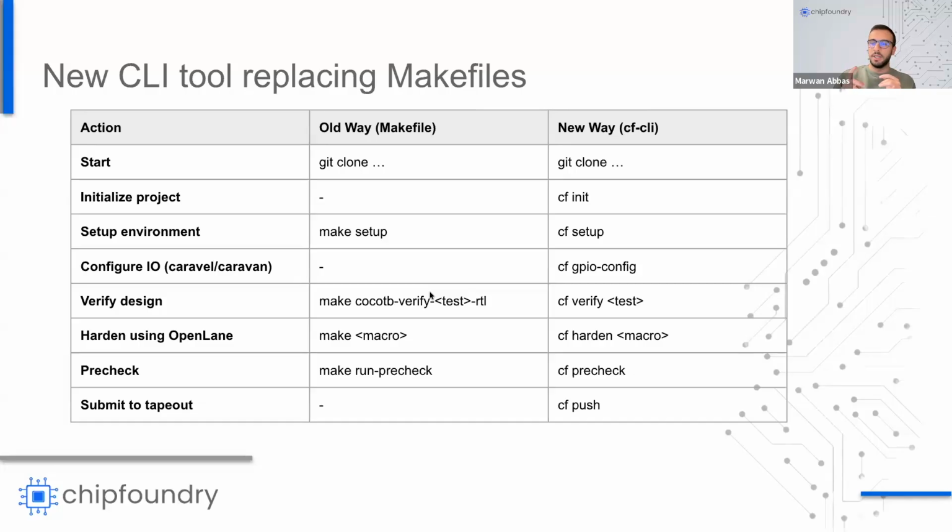And then it's the same for verification, for hardening using OpenLane, for running precheck. It's all the same. And of course, we're doing the tapeout submission through SFTP using the same CLI tool. So it's all under the same umbrella.